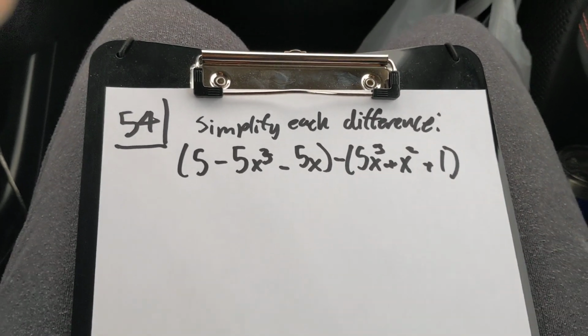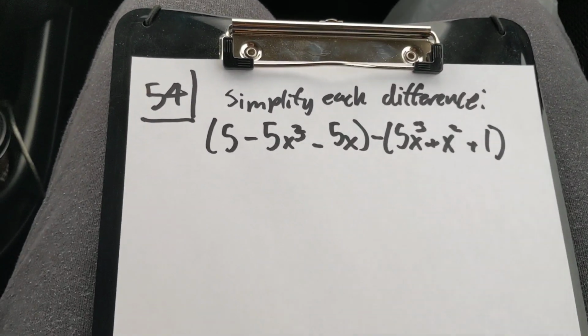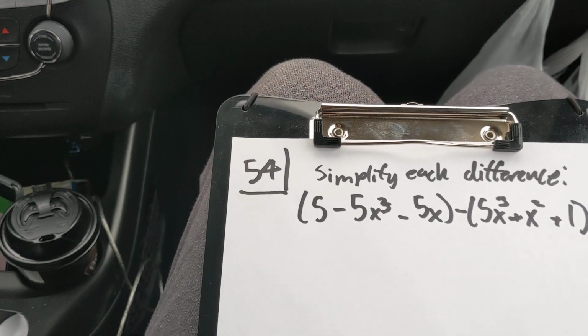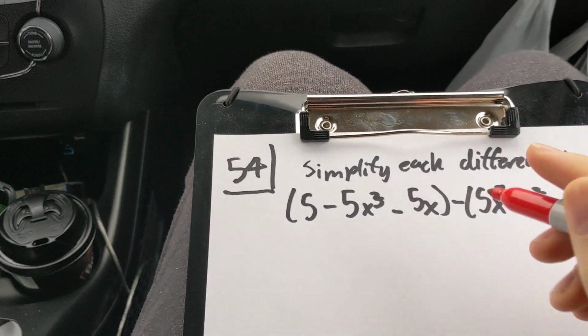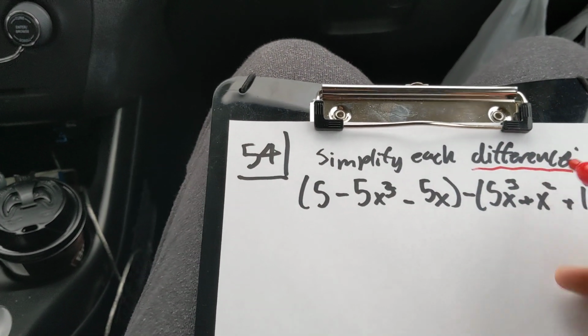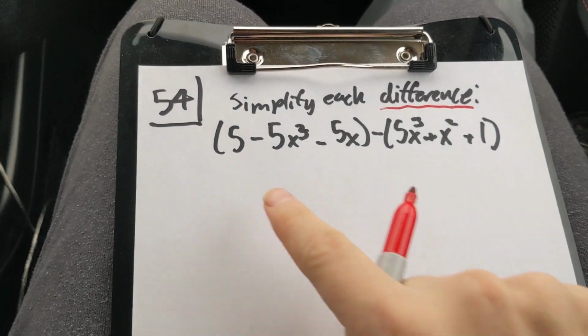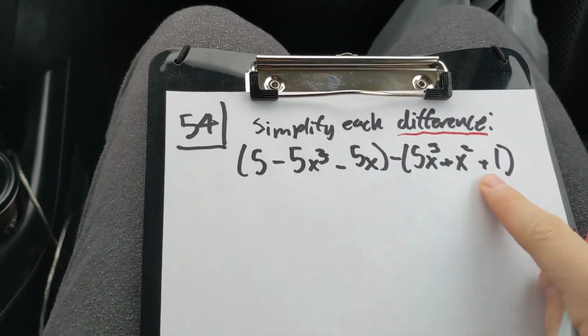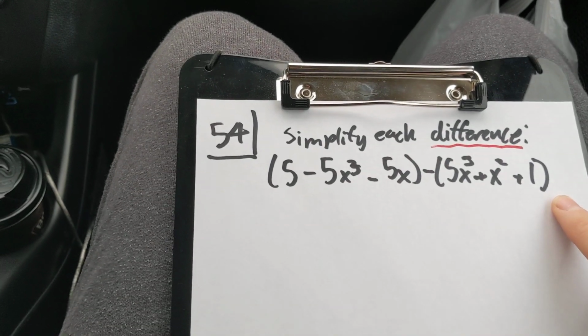Alright, so here we are at problem 54, and this is another simplify each difference problem. And we remember that difference actually just means subtraction. So this is a subtraction problem, and you can see I've got one polynomial minus another polynomial.